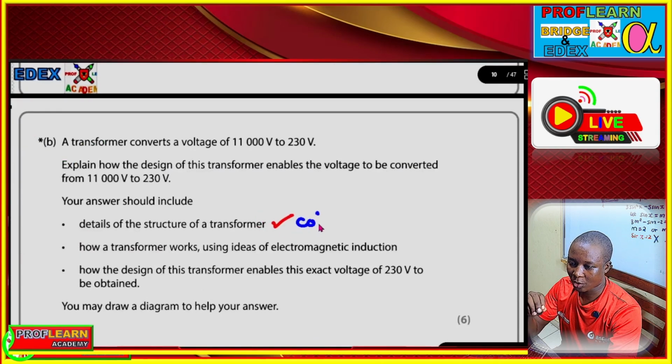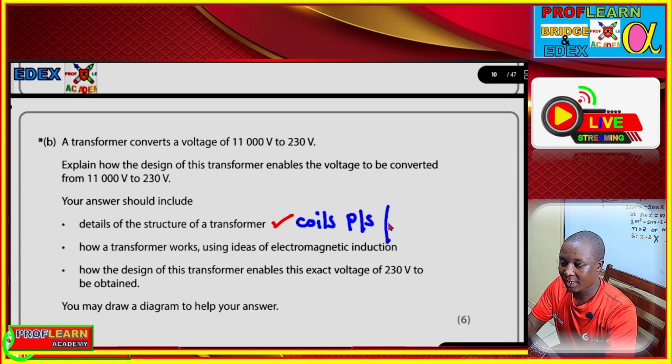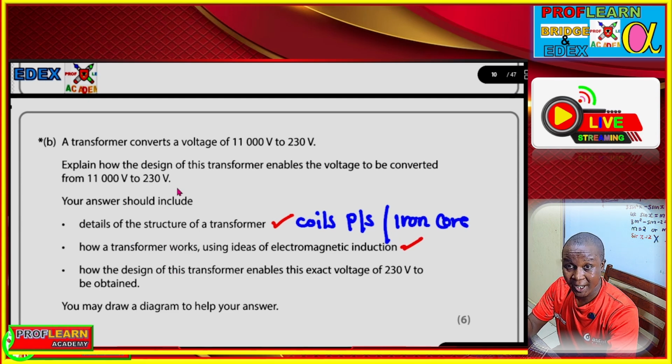The question said that in your answer you should include the following: detail of the structure of the transformer. Number one, it should have coils, that's the primary coil and the secondary coil. Then it must have the soft iron core. How the transformer works, we have highlighted that. And how to design the transformer to enable 230 volts to be obtained.